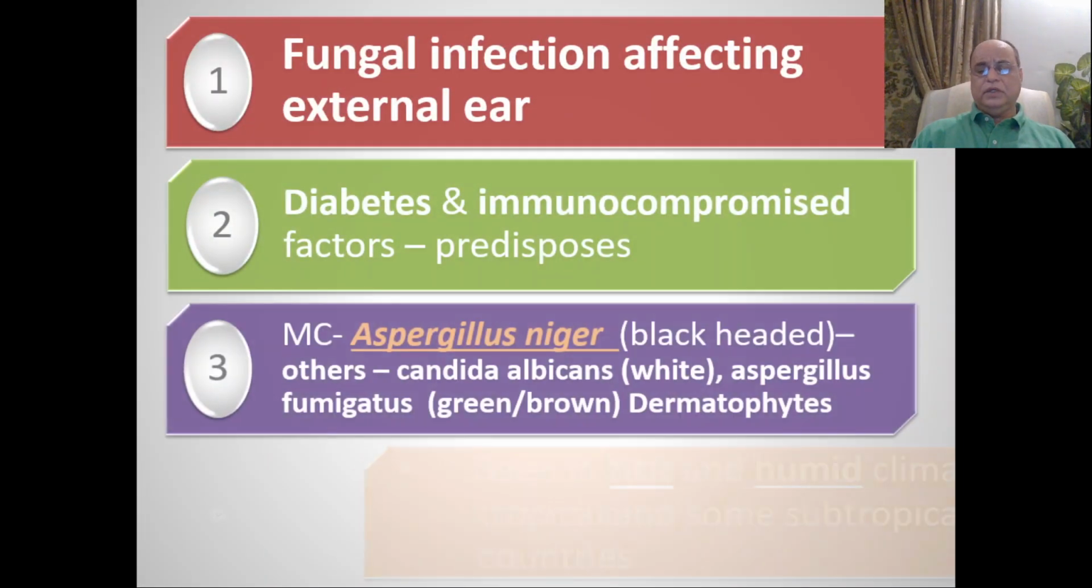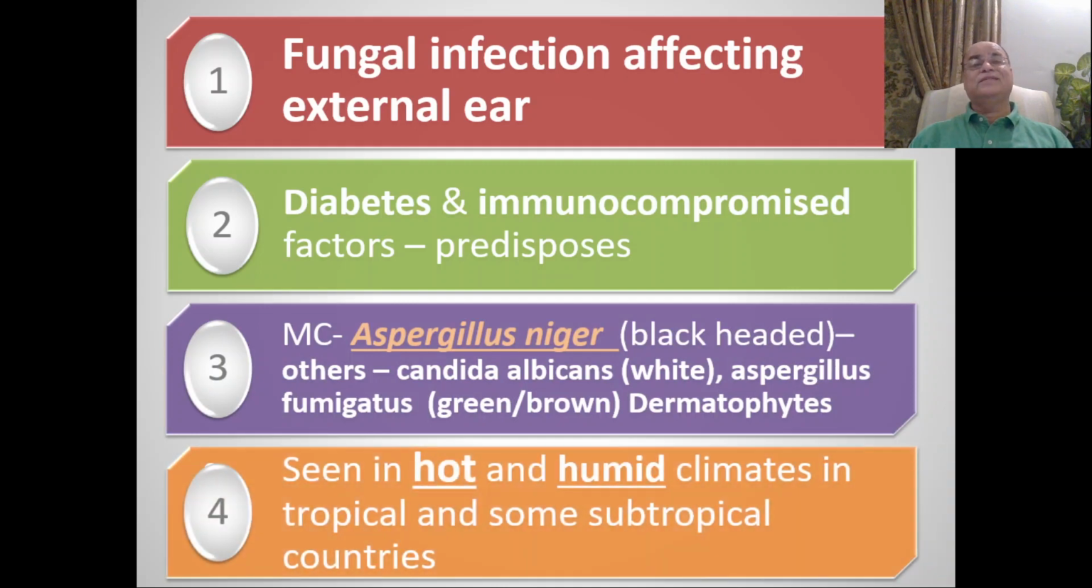This fungal infection affects the superficial layers of the skin lining the external auditory canal, and usually patients who are immunocompromised or diabetic are more prone to such kinds of infections. The most common causative agent is Aspergillus, and its subtype Aspergillus niger, which has black-headed filaments, is the most common cause. Otherwise, another subtype, Aspergillus fumigatus, can also cause fungal infection.